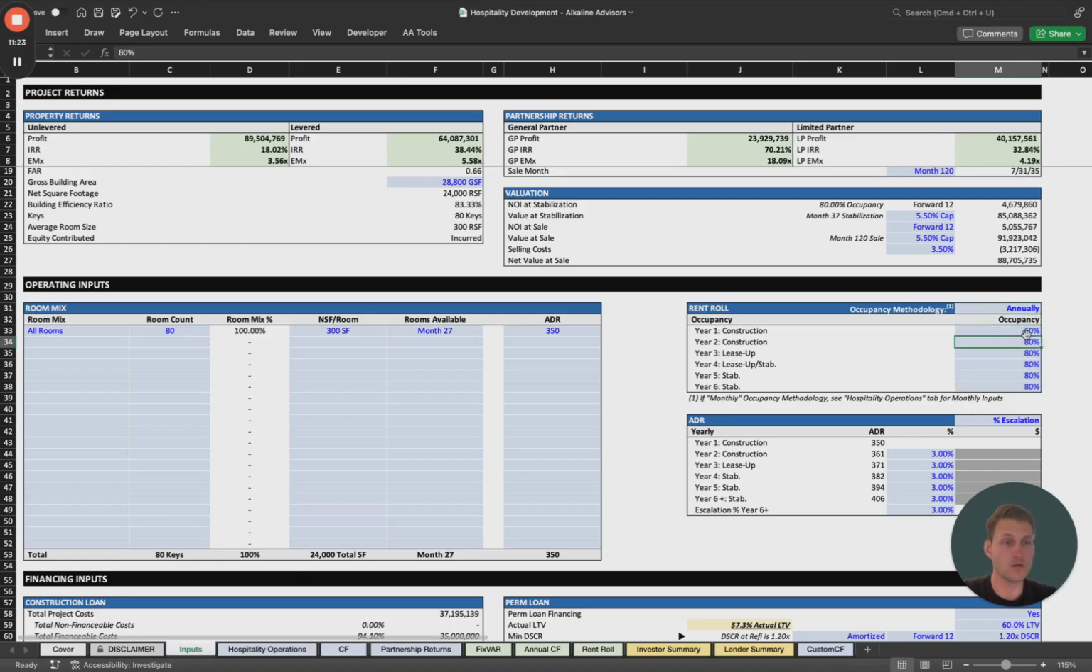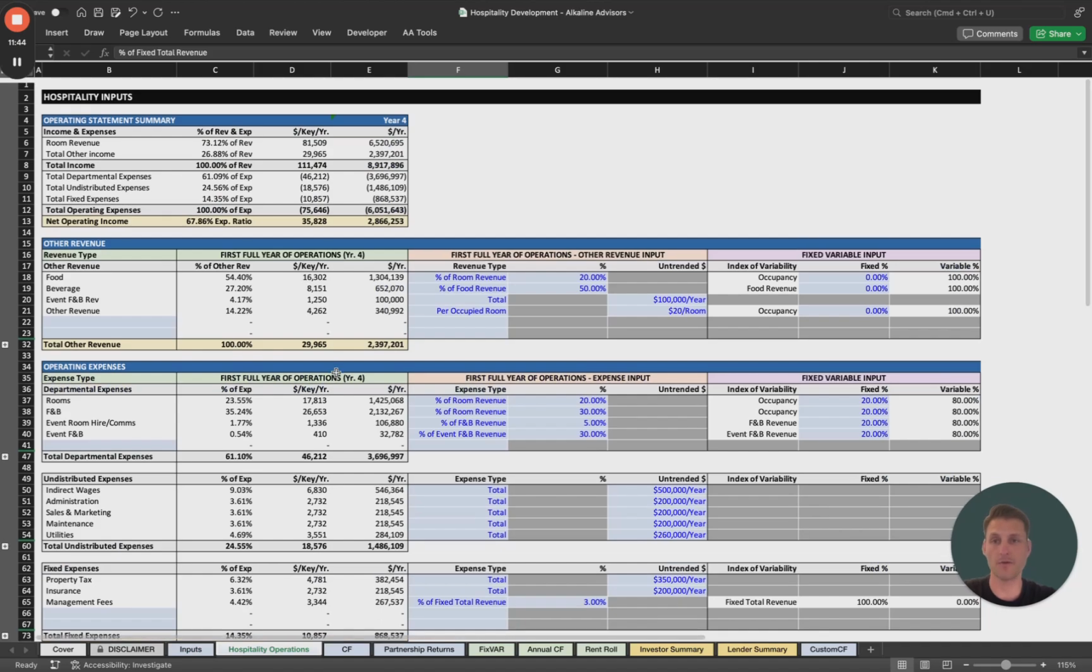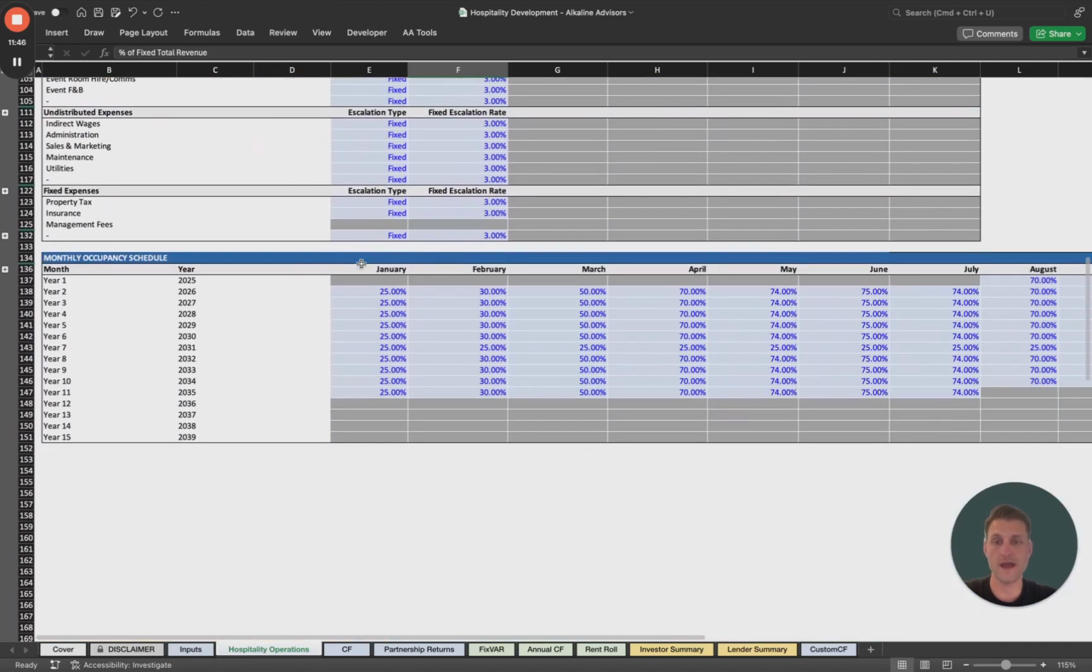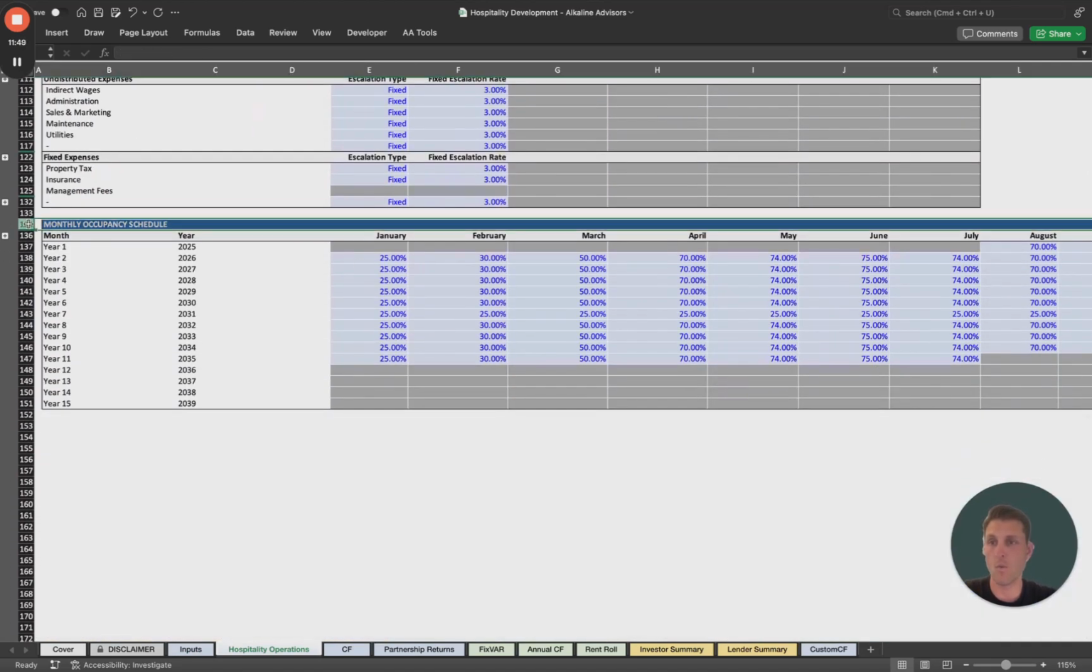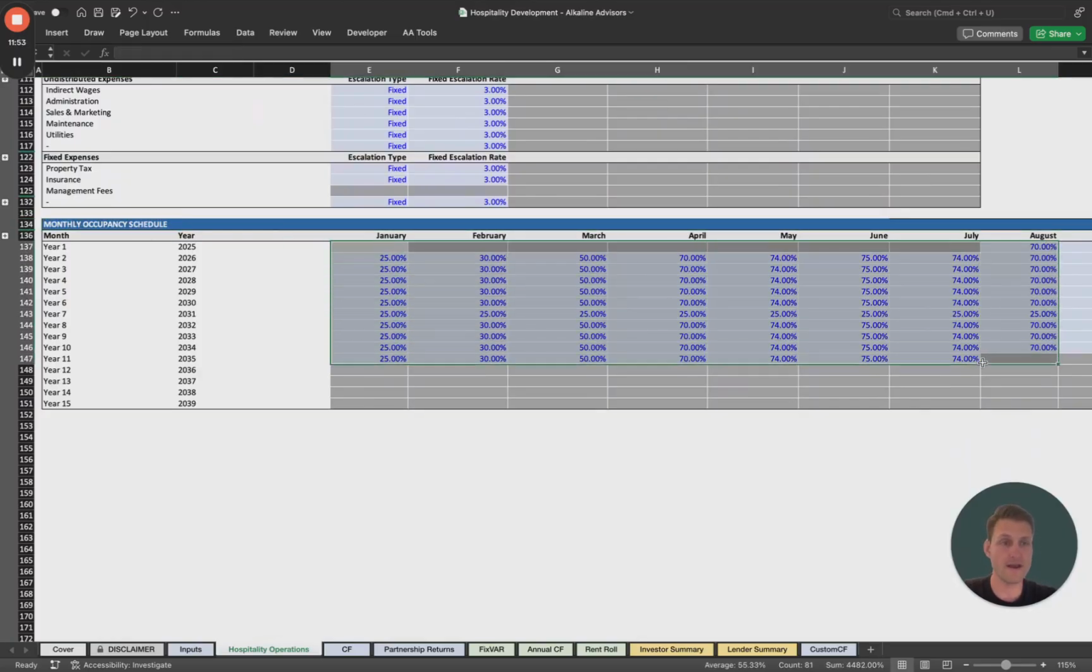So here you can grow the occupancy however you'd like. You can keep it consistent, your choice. And then finally, we have monthly. So if there's a lot of seasonality and you select monthly, everything in this rent roll occupancy methodology matrix will gray out. You can then go to the hospitality operations tab, scroll down, and you'll see starting in row 134, the monthly occupancy schedule. If you recall, this was grayed out before.